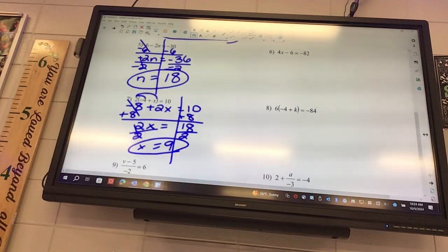Number 9, who is the couple? b minus 5. Okay, who's the kid? Negative 2. Who's the babysitter? 6. So which one of the 3 should always be the easiest to identify? Kid or the babysitter? The babysitter, for sure.